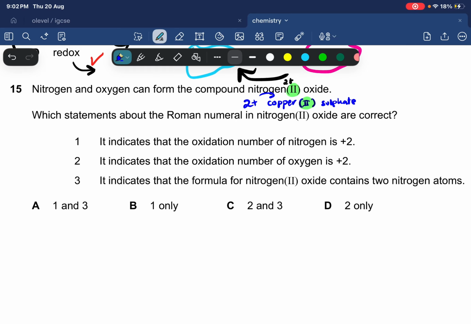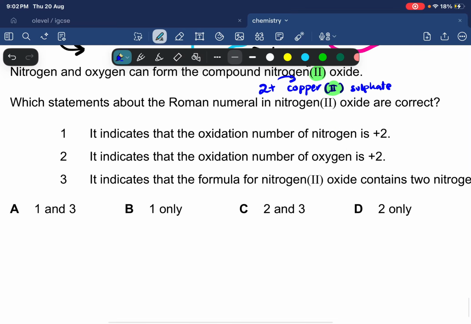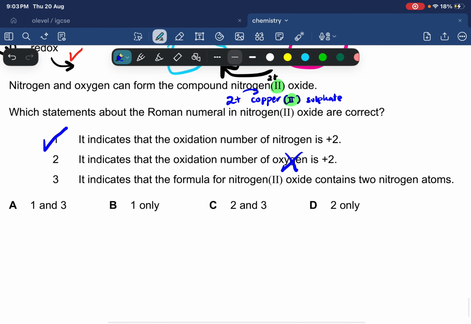Which statements about the Roman numeral in nitrogen(II) oxide are correct? It indicates that the oxidation number of nitrogen is positive 2. Yeah, that's correct. It indicates that the oxidation number for oxygen, no, not for oxygen, for nitrogen. It indicates that the formula of nitrogen(II) oxide contains 2 nitrogen atoms. No, that's completely incorrect. Only 1.